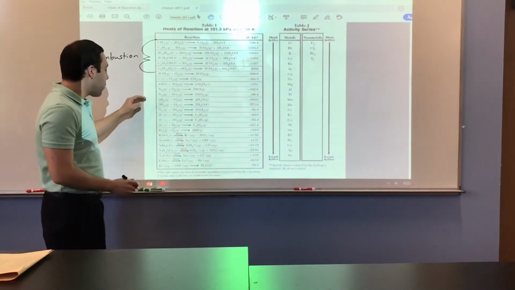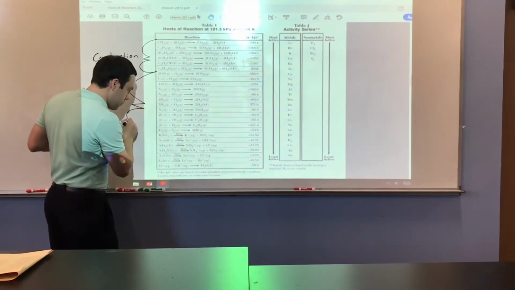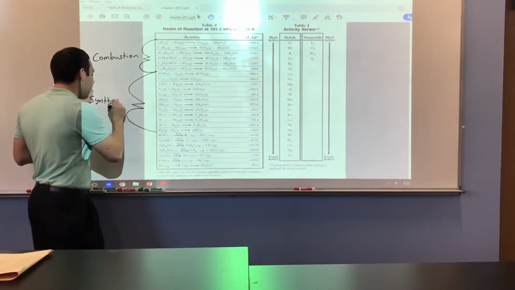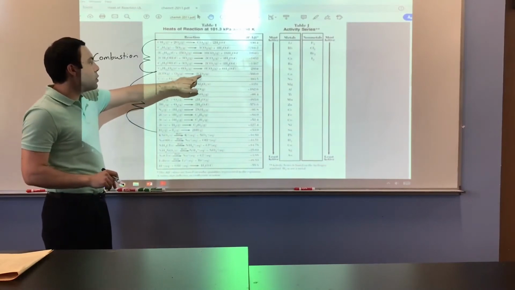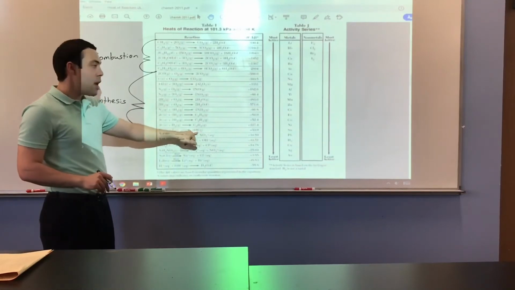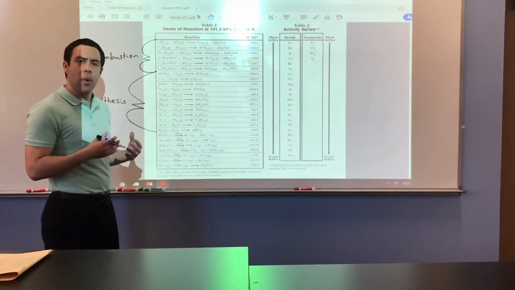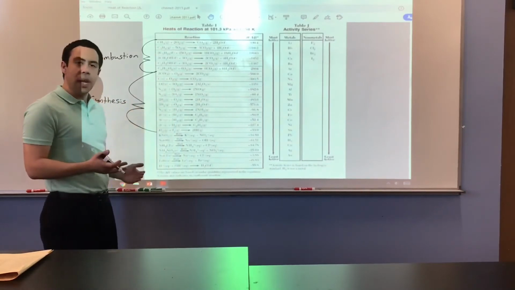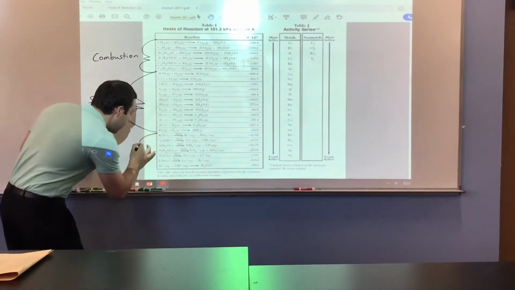The next 12 reactions are synthesis reactions. That goes from 2CO gas plus O2 goes to 2CO2 gas, all the way down to H2 plus I2 goes to 2HI. These are all synthesis reactions, which means putting 2 smaller things together to make one bigger thing. So you'll see all these synthesis reactions have 2 reactants and 1 product. The next 6 reactions are a little bit different.